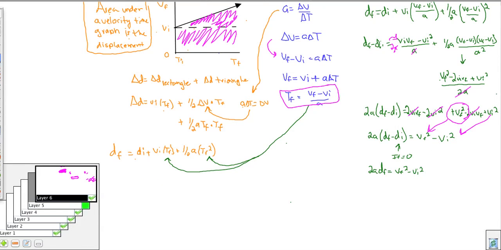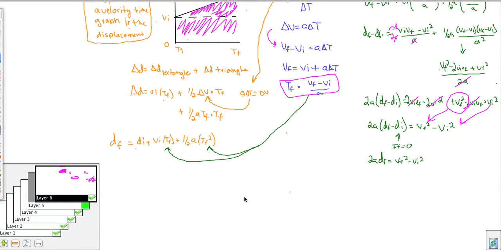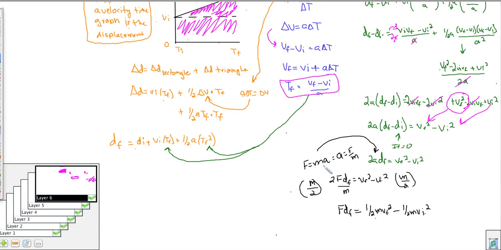So where's work in all of this? And why have we done all of this? Well, here it is, right here. If we take force equals mass times acceleration, Newton's second law, and insert that in for acceleration, what happens is we have 2 times the force times the final distance divided by the mass. So now we've added in force and mass. So we know acceleration equals force divided by mass, right?